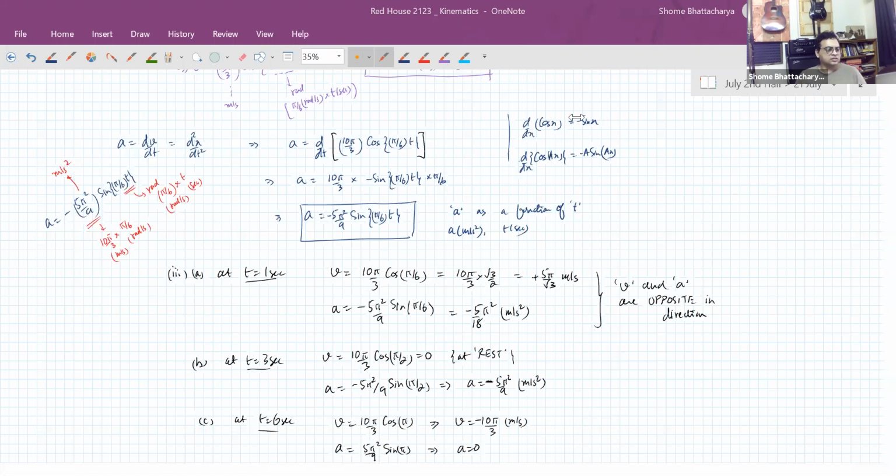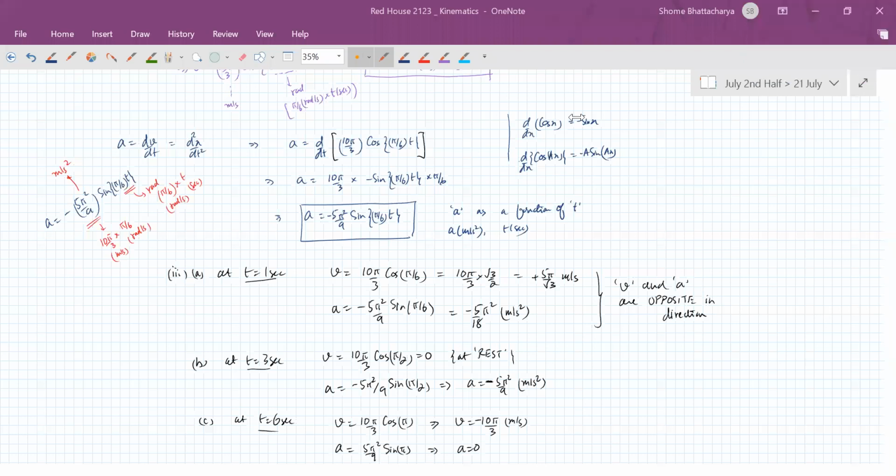So the thing is that, see, if your velocity at some instant is not zero, but after some time it is becoming zero, that means the object is decelerating. So it should have an opposite direction of acceleration. If the direction of acceleration is the same as the direction of velocity, then how will the velocity become zero? You're understanding the point, no? Yes, sir.